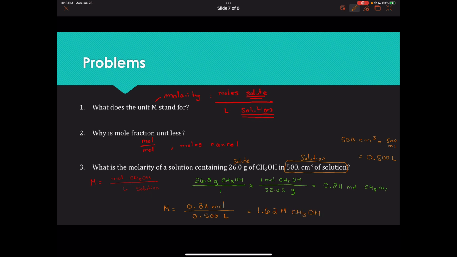CH3OH. Now our units don't stop with the capital M. Remember, the numbers are meaningless without units. If I just said molarity, that's meaningless as well. We need to indicate whose molarity we are referring to. So that's the molarity of that CH3OH.